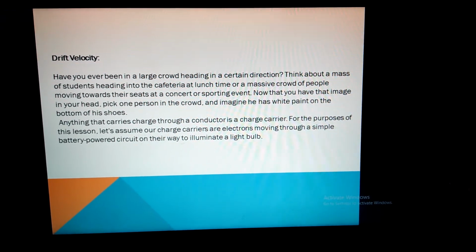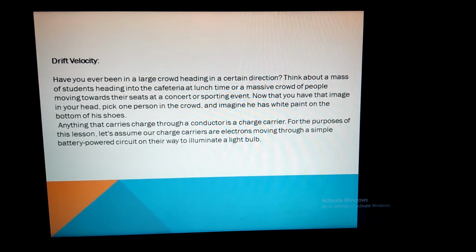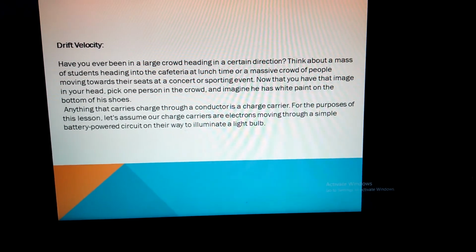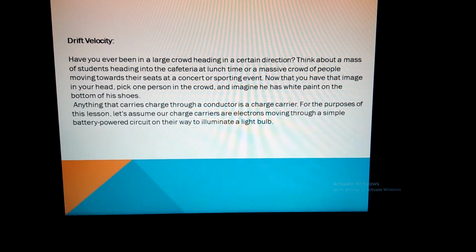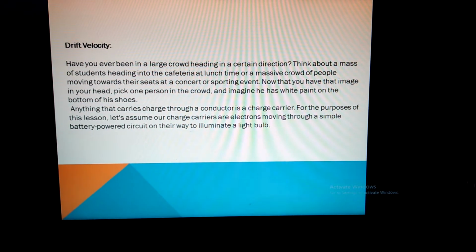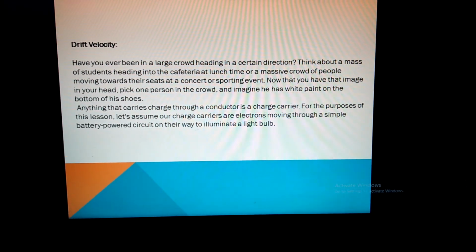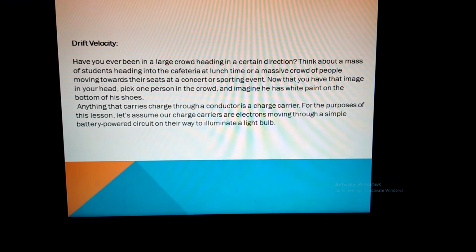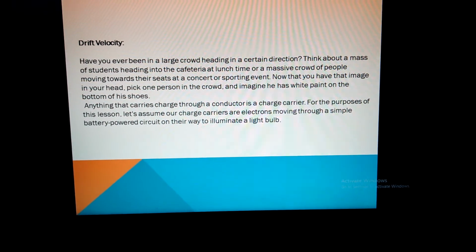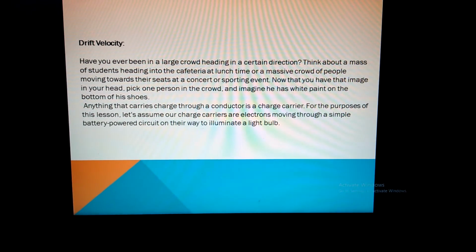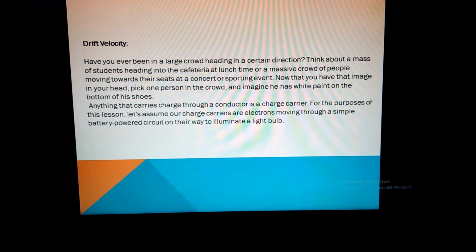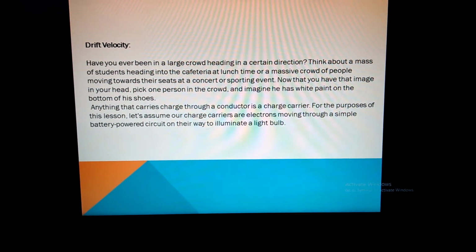Drift velocity. Have you ever been in a large crowd heading in a certain direction? Think about a mass of students heading into the cafeteria at lunch time or a massive crowd of people moving toward their seats at a concert or sporting event. Now that you have the image in your head, pick one person in the crowd and imagine him from his head to the bottom of his shoes.